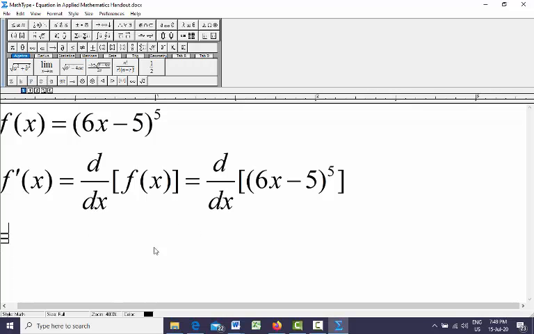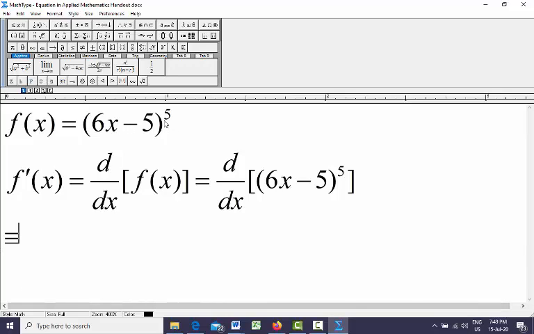Now you need to do the differentiation of 6x minus 5 to the power 5. That means there is a bracket here. When you see there is a bracket and on top of that a power, first of all you need to process the differentiation of the power. Always remember, the power should be processed first.